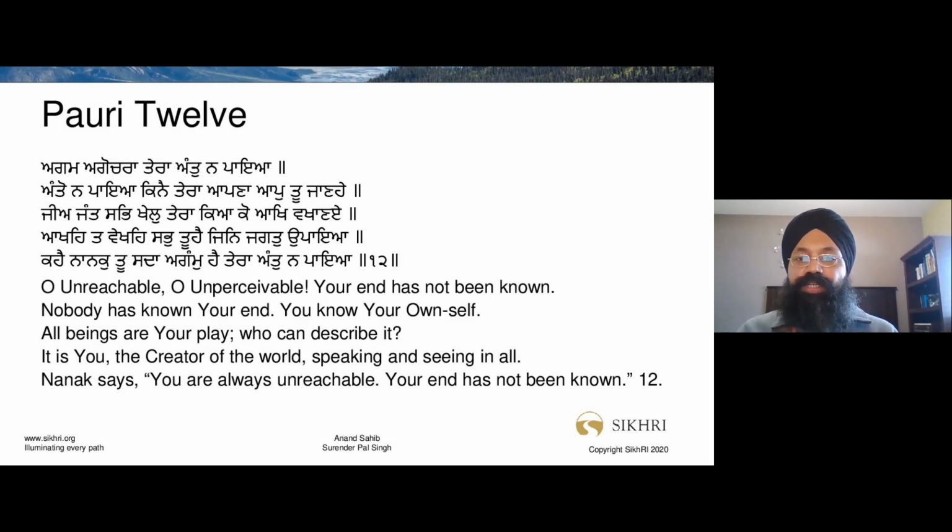Ye jant sab khel tera, kya ko aakhi vikhanae. All the beings in the creation are a play that you have set to rule. Kya ko aakhi vikhanae. Who is capable of describing it or understanding it? Only you know. That's the idea. It supports the previous idea that nobody is able to understand. Nobody can really tell the extent of the dynamics, the beauty, the largeness, the vastness of this play that you set forth.